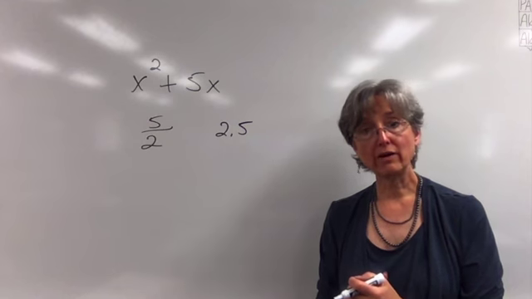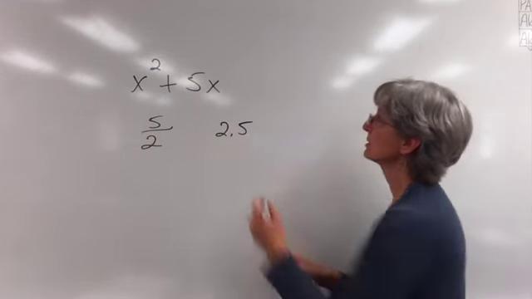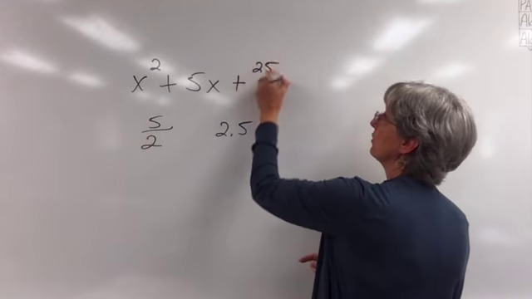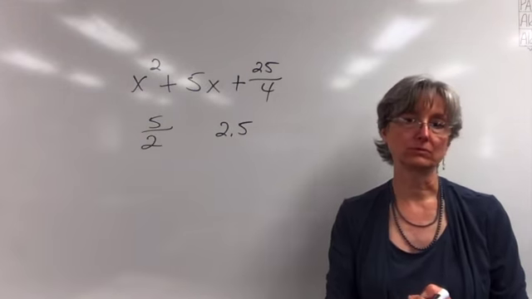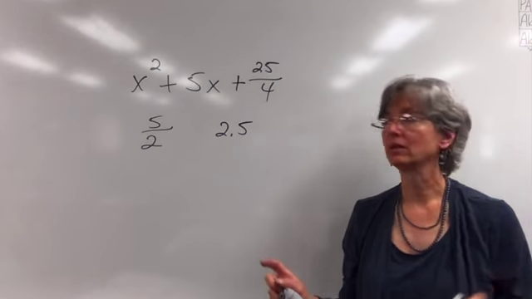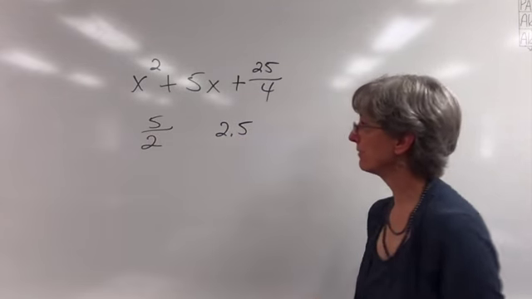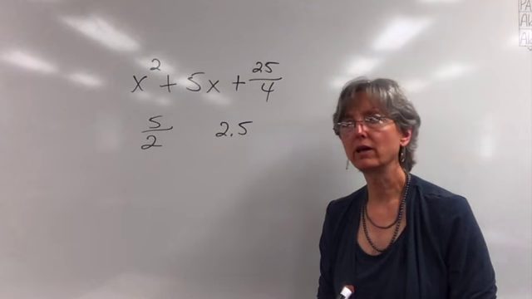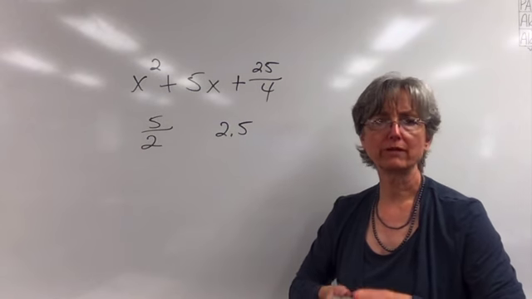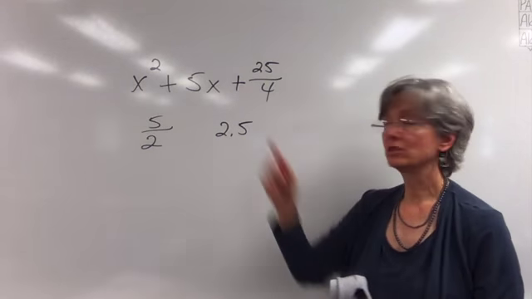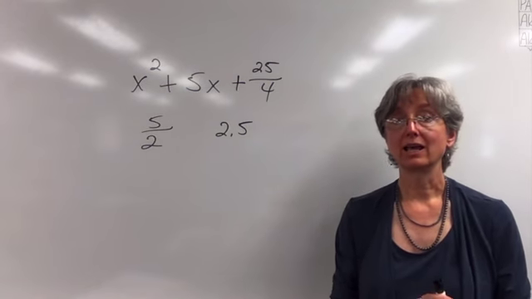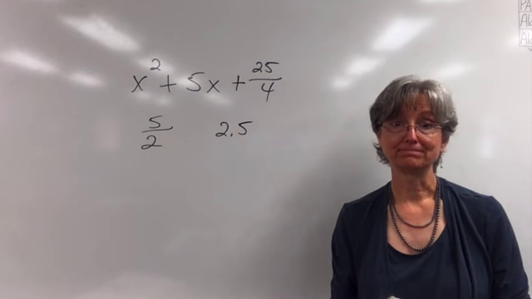Now when we square that, this becomes plus 25 over 4. You just square both numbers, 25 over 4, and you're good to go, all right? That's all you have to do. And this 2.5 squared, I'm not sure what that is, 6.25, something like that. Whatever that is, that's what you would add. But that's how you deal with it when it is an odd number.